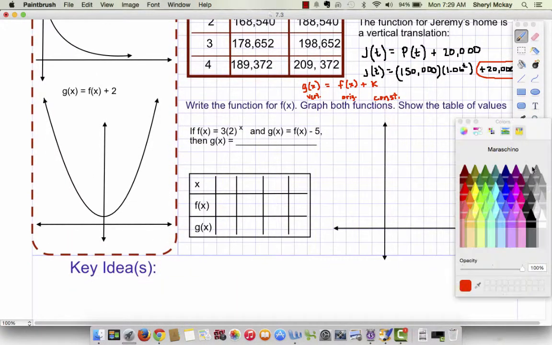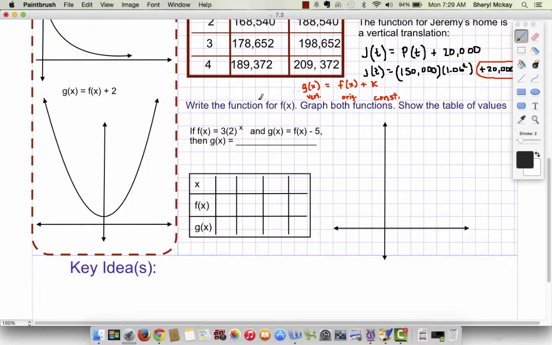Here we have a function, and we're going to write the function for f of x. We're going to write the function for g of x. We're going to graph both functions, and we're also going to show the table of values. So here's our function. If f of x equals 3 times 2 to the x power, and g of x is f of x minus 5, then what would g of x be?